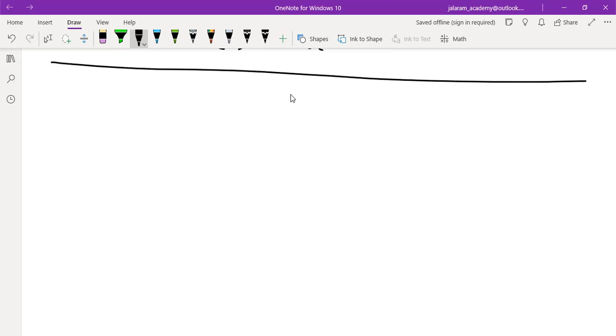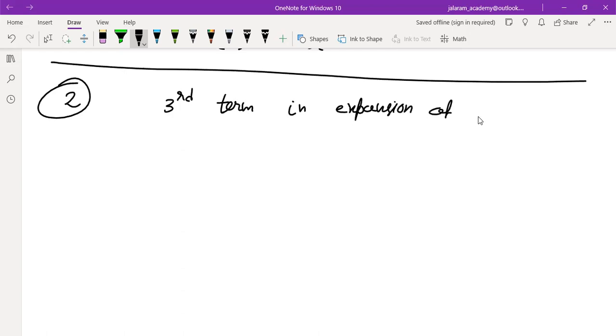Now find the third term in the expansion of 3x square minus 2 by x whole to the power 8. Okay, can you find it? So find and tell me now.